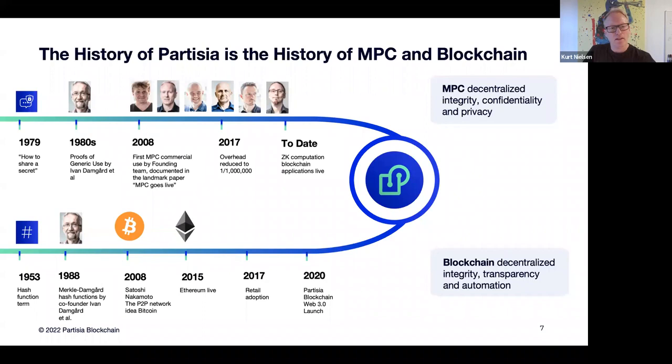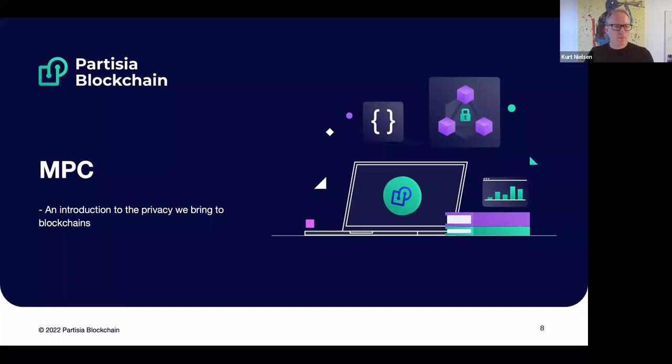And then we have been working on improving these technologies. And since 2017, for the past 5 years, we've been working on merging these two technologies into a unified network. And that's the result: Partisia Blockchain is the result of all of this work. So with that in place, I will jump into introducing MPC, the technology that solves for privacy. I think we will take the first round of questions after this introduction of MPC.